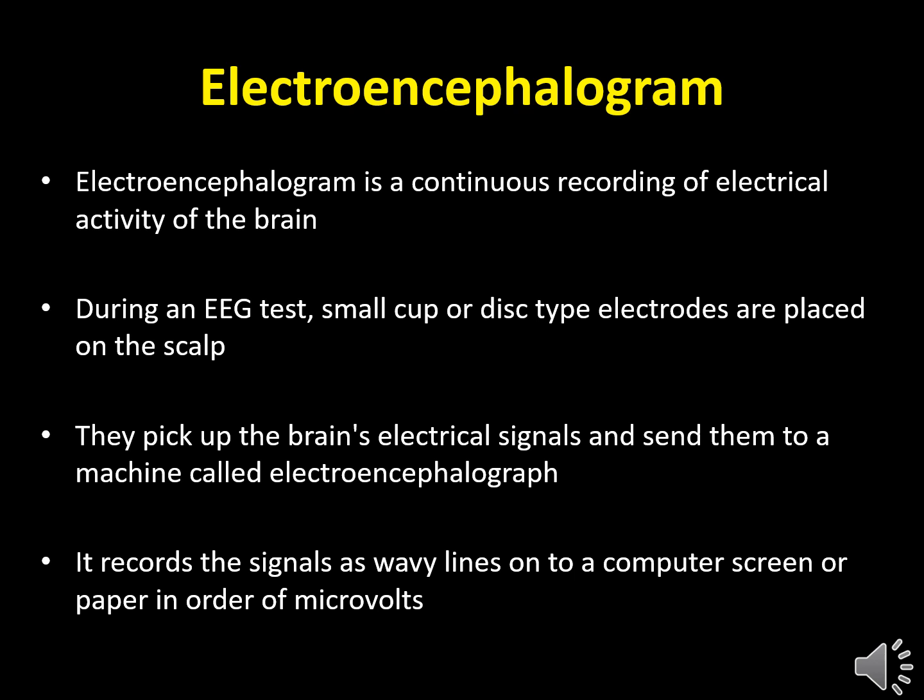Electroencephalogram, commonly known as EEG, is a continuous recording of electrical activity of the brain. During an EEG test, small cup or disc type electrodes are placed on the scalp. They pick up the brain's electrical signals and send them to a machine called an electroencephalograph. It records the signals as wavy lines onto a computer screen or paper, in the order of microvolts.